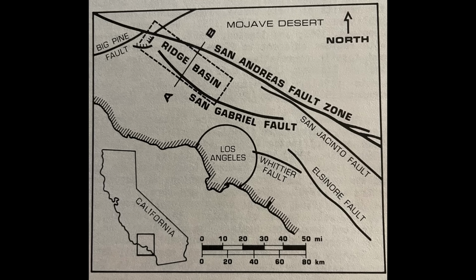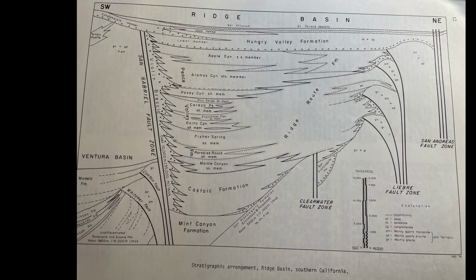A cool example of what you might get is the Ridge Basin, which is located between the San Gabriel Fault, which was probably an old strand of the San Andreas, and the San Andreas Fault. These rocks were studied by John Kroll at UC Santa Barbara, my old structural teacher, and by many other people because they're so interesting. Here you can see how complex the geology is.